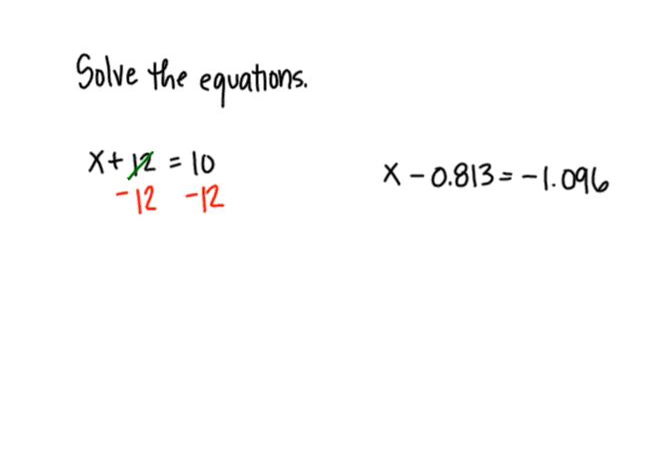So a positive 12 and a negative 12 add out, and that gives me x equals 10 minus 12. Those two numbers have different signs, and different signs tell me to subtract and take the sign of the larger. So that would be a negative 2 answer. And so my answer for that problem would be negative 2.